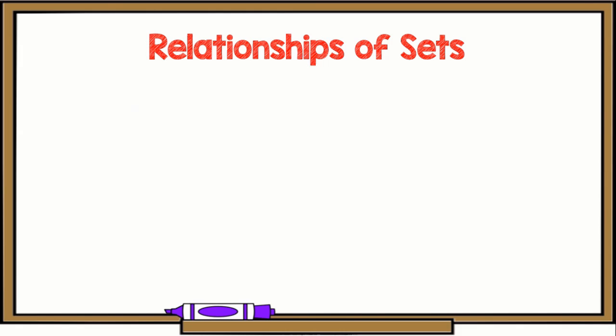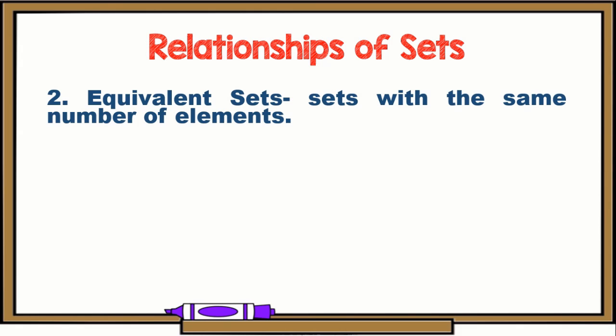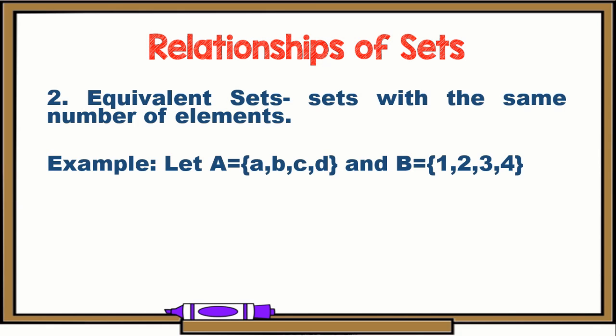Okay, now let's go to the second type of relationship between sets. We have what we call equivalent sets. These are sets with the same number of elements. So all you have to do is to check the number of elements between the two sets. If they are the same, then they will be considered as equivalent.